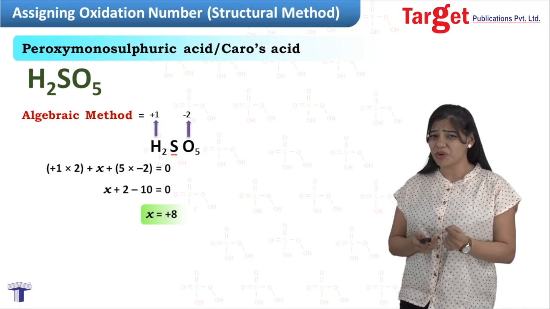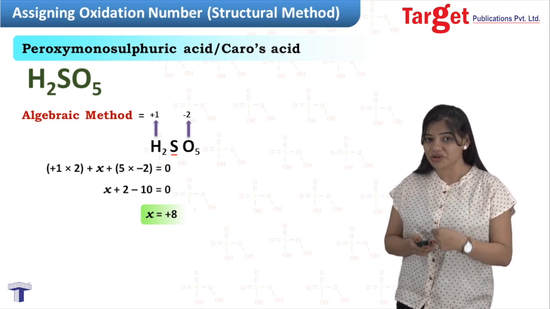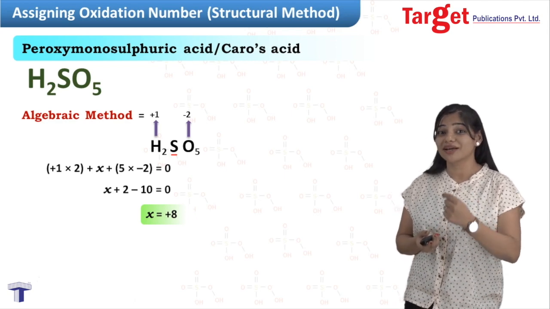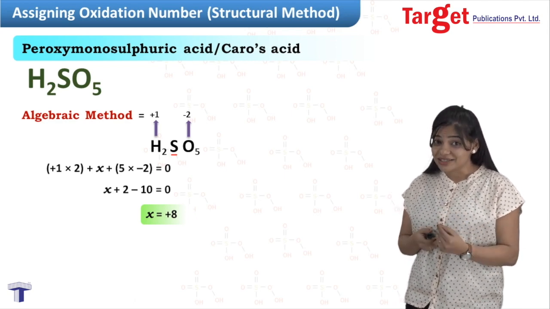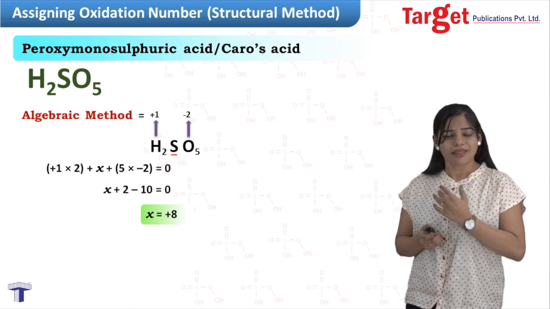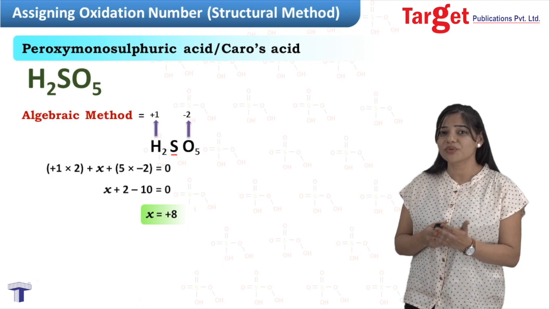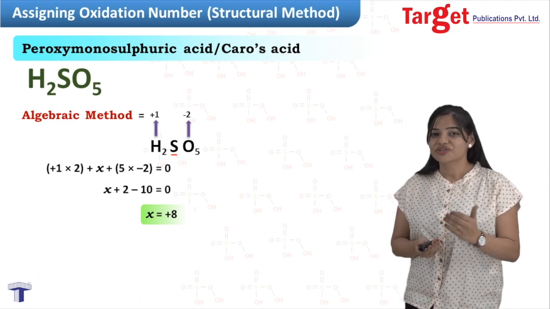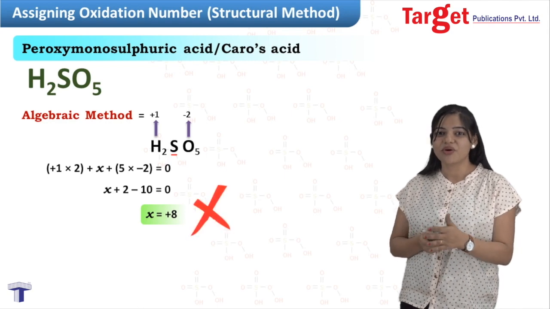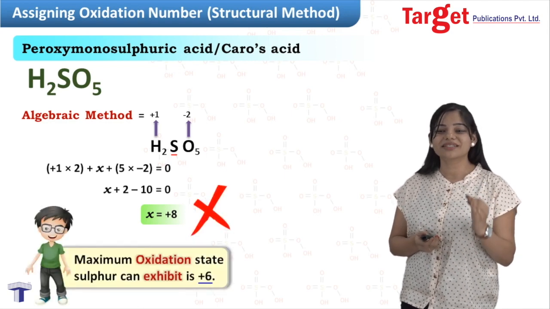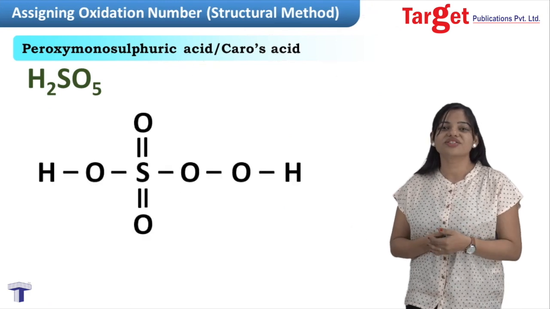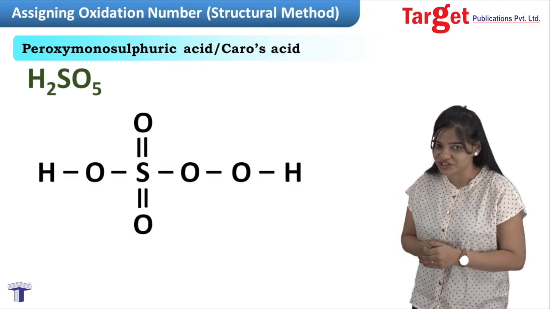Now students, is it possible sulfur can donate 8 electrons? The electronic configuration of sulfur is 2, 8, 6. That is, a sulfur can donate a maximum of 6 electrons. Then how is it possible that in this molecule we get 8 as the answer? So this, with the help of the algebraic method, is a false answer, because sulfur can exhibit a maximum oxidation state of plus 6. So let's see the oxidation state with the help of a structure.